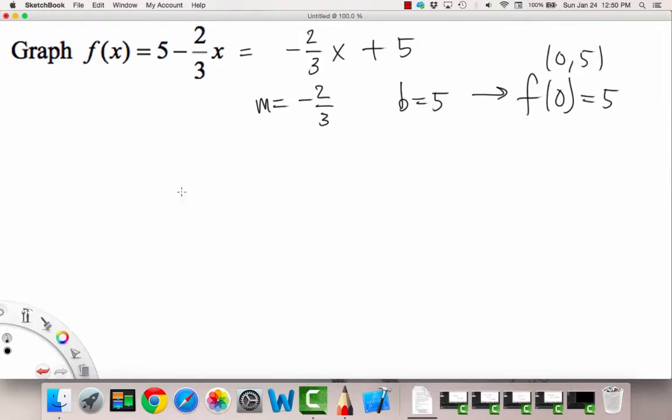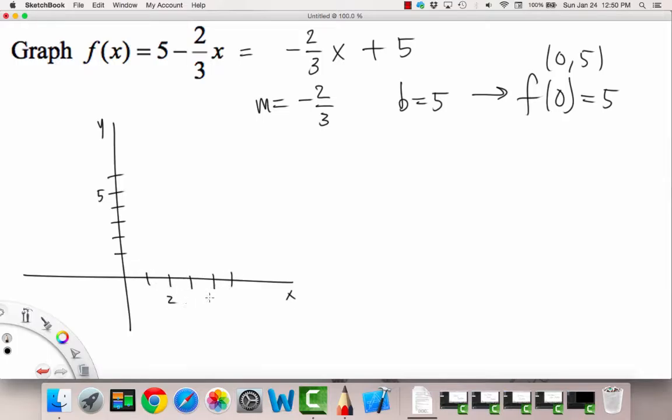So let me draw a graph here. We'll just draw x and y. Let me draw a more horizontal looking x-axis. There we go, that was a little bit better. Okay, so we have 1, 2, 3, 4, 5, 6, let's say. So 5, 1, 2, 3, 4, 5. I'll just label a couple of things. We know the point (0, 5), so that's where we start. And see how that point is on the y-axis? That's why it's called the y-intercept.